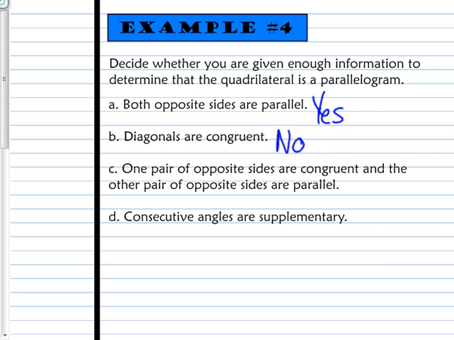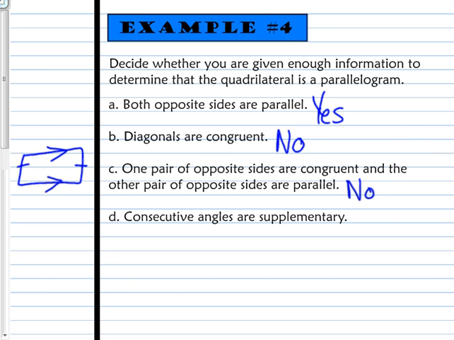If one pair of opposite sides are congruent and the other pair of opposite sides are parallel, is that enough information? And the answer here is no. It has to be one pair that's opposite and congruent. So if it said the same pair of opposite sides is congruent and parallel, then yes. But since it says one pair is congruent and one pair is parallel, no. And I'll draw that out. I said that this side was congruent to that side, but this side was parallel to that side. Is that enough? No, that's not enough.